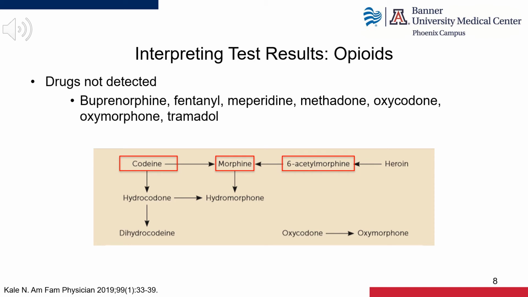Also, it's important to note that these drugs have overlapping metabolic pathways, so the presence of morphine in a sample could indicate morphine, codeine, or heroin use, or a combination of these. Similarly, the presence of hydromorphone could indicate hydromorphone, hydrocodone, or morphine use, and that's why it's so important to distinguish between presumptive results when reporting this information, because you really can't be sure what the substance is.